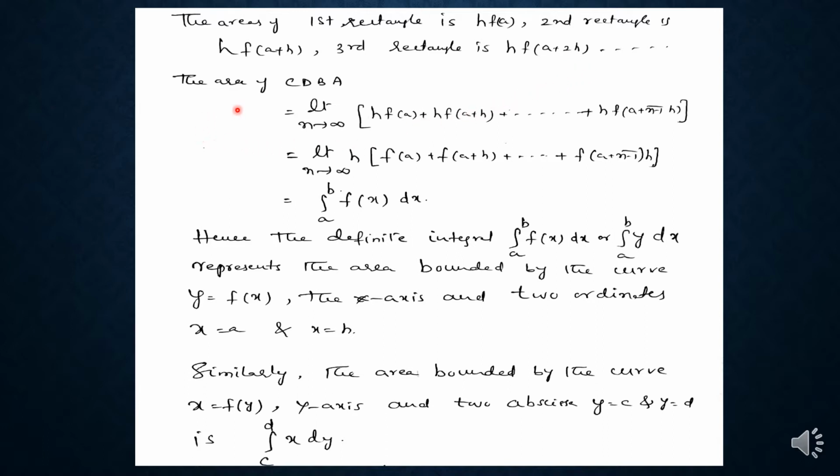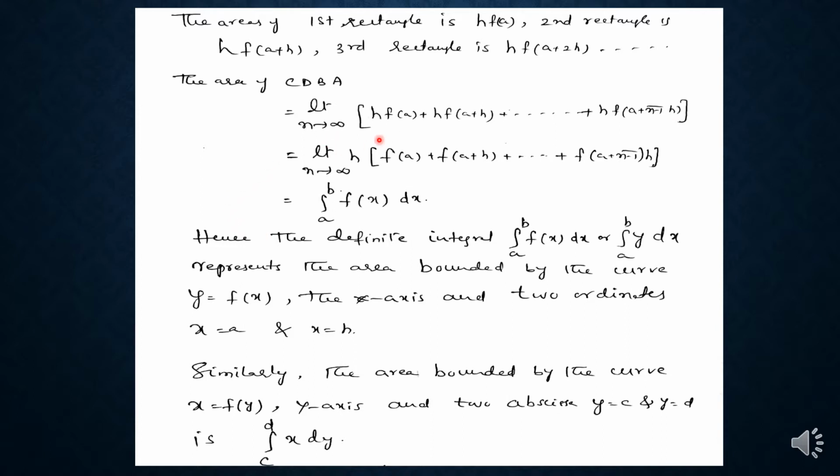Then the area of CDBA, that is the area bounded by the curve y is equal to f of x and the x-axis, and the two ordinates x is equal to a and x is equal to b, is limit n tends to infinity, h into f of a plus h into f of a plus h, and so on, plus h into f of a plus n minus 1 into h.